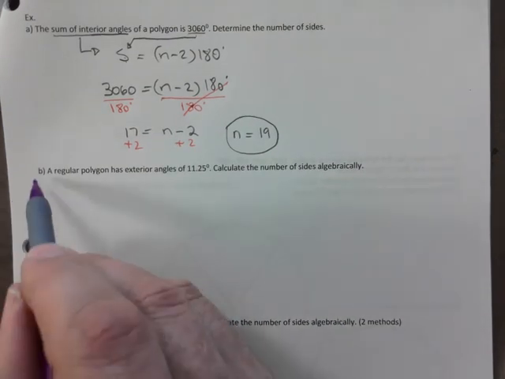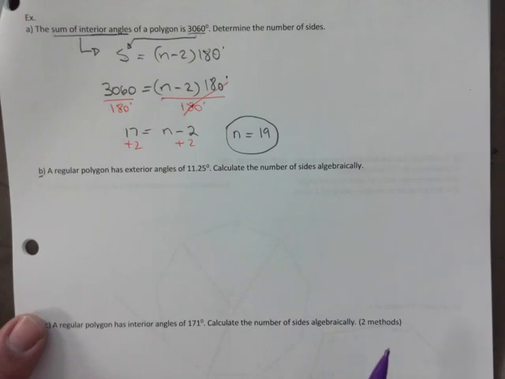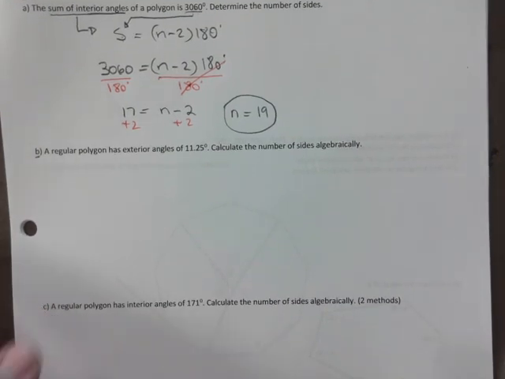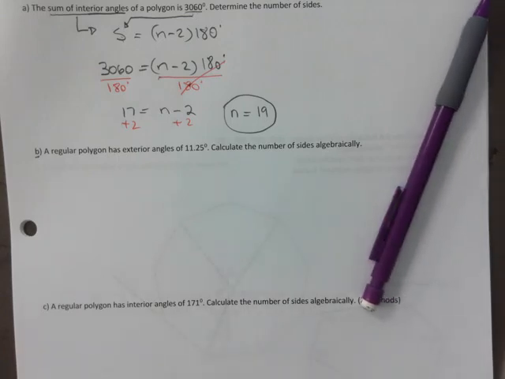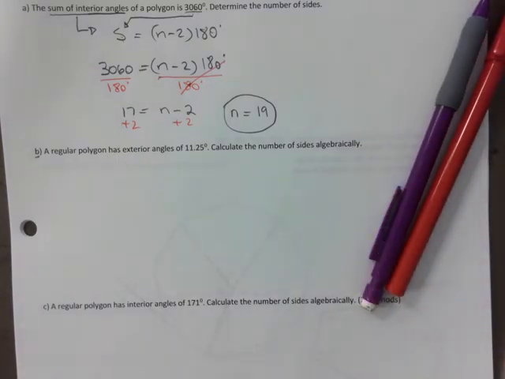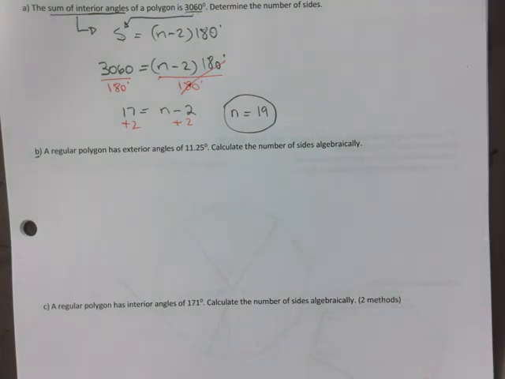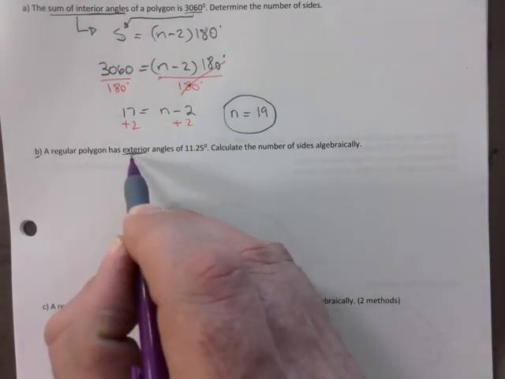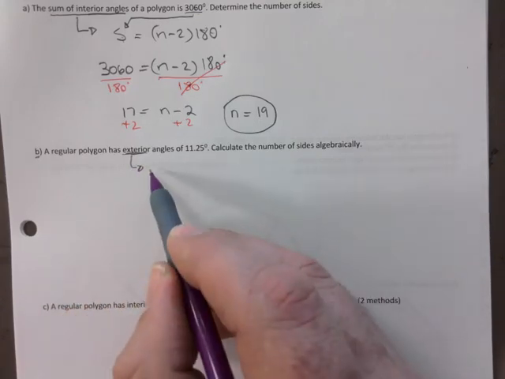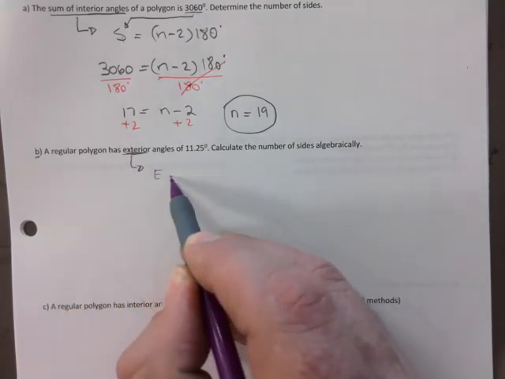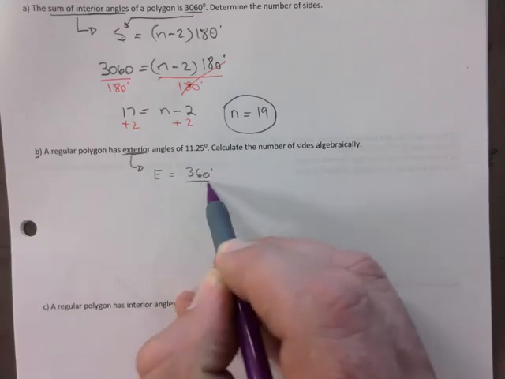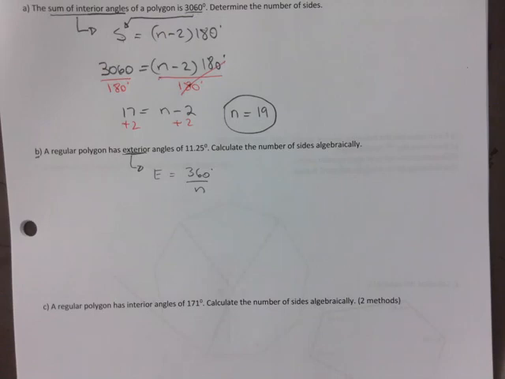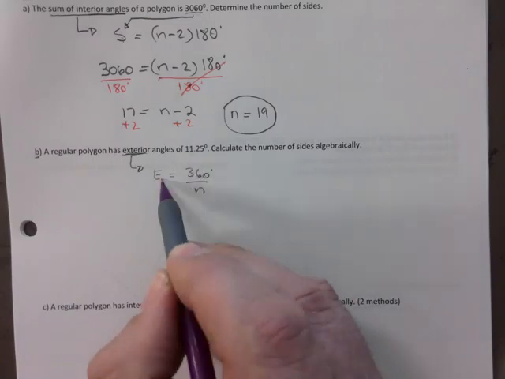Can you try B real quick? B is also doable. See if you can do that one. Give it a try. Ready? I know it's Friday, but let's finish this. Exterior angle. What formula are you thinking of? E is equal to 360 over n. You're gonna love this one. If this one shows up on the exam, you're gonna love this one. E is 11.25.